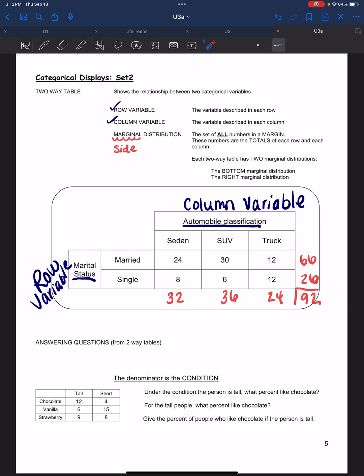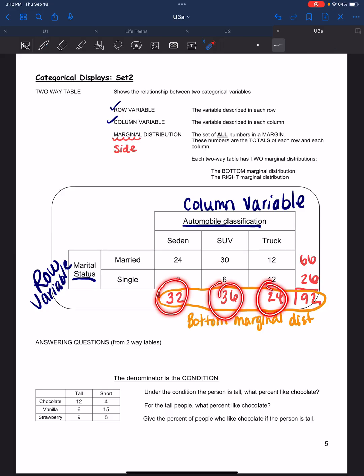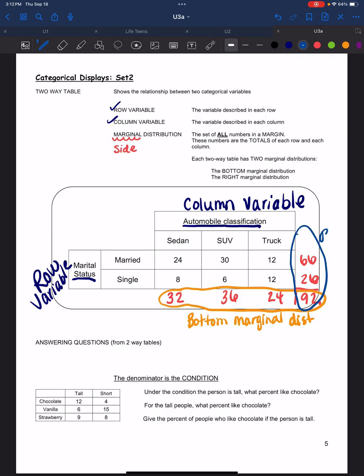Now, there are actually two distributions or two groupings depending on the way that you're going to look at your data. This set down here would be called your bottom marginal distribution. That is for automobiles. That's one distribution of data that you could look at. You could see how those all compare across the way. Or another distribution that you could look at would be this side. It just depends on what you're looking at. So this would be the right marginal.